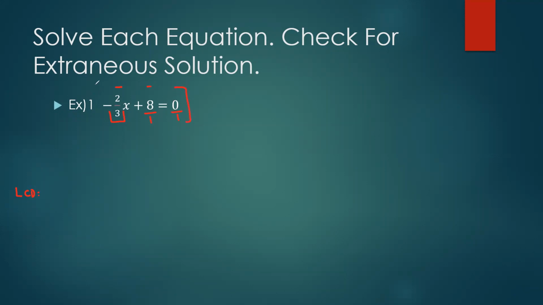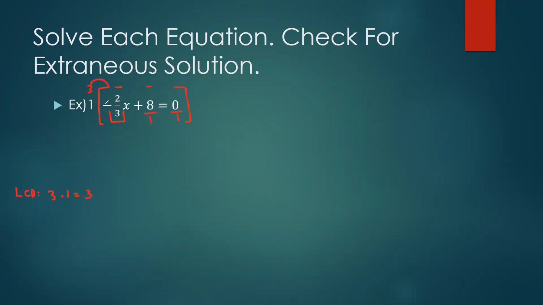I'm going to draw brackets, and what the bracket means is that I'm going to multiply all sides. So what is my LCD? We have a 3, a 1, and a 1, so my LCD is 3 times 1, which is 3. So you're going to multiply all three sides by 3.